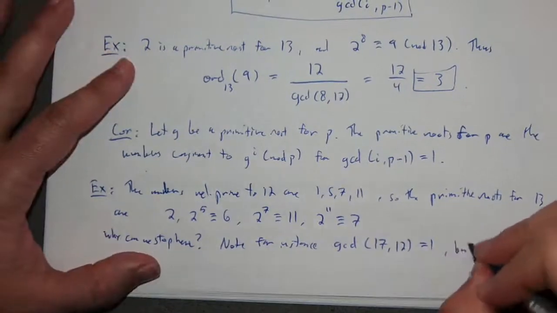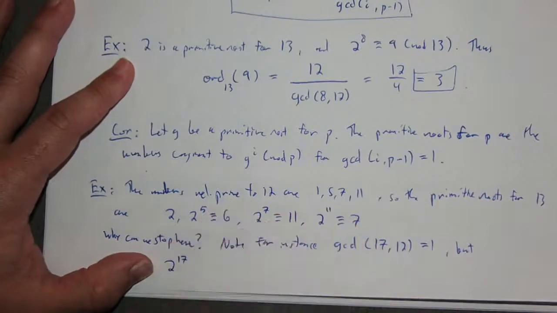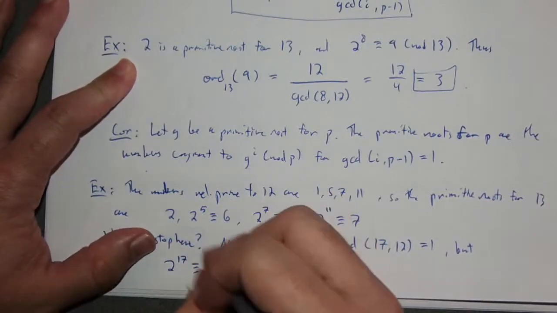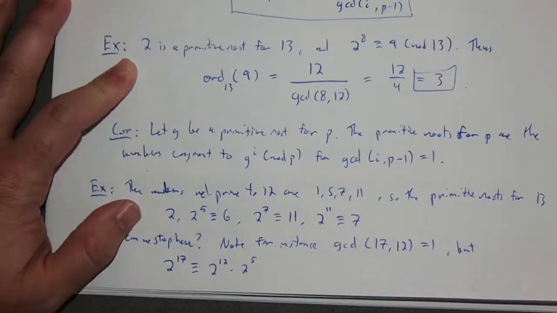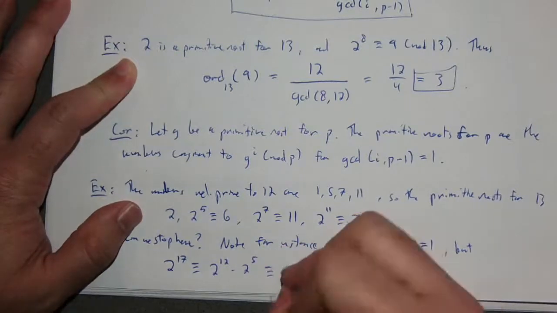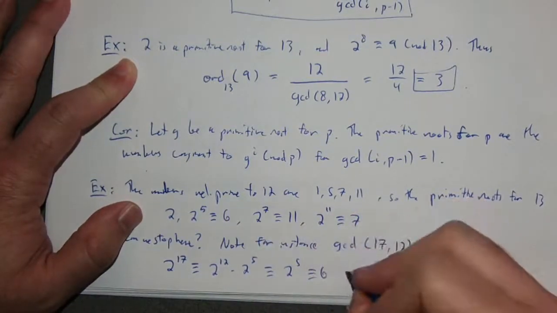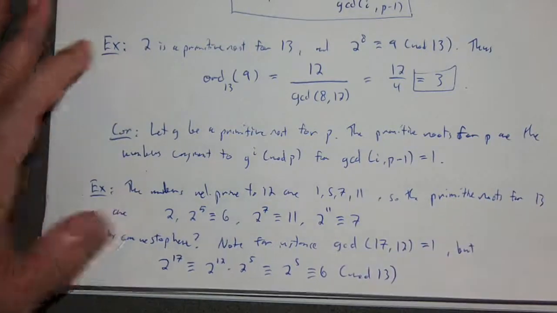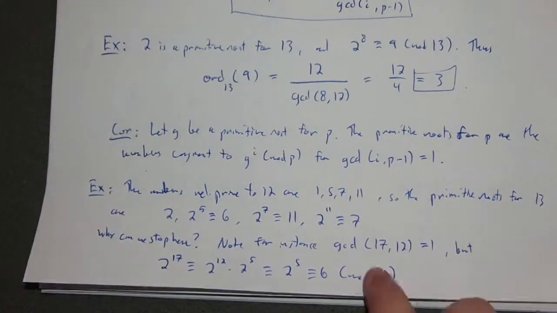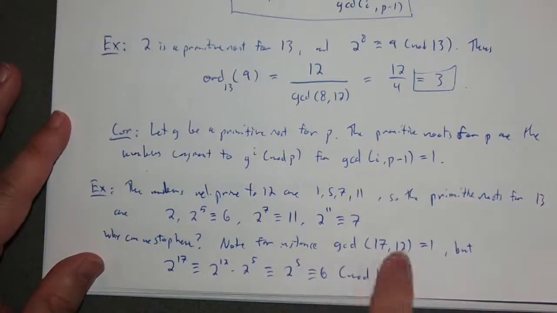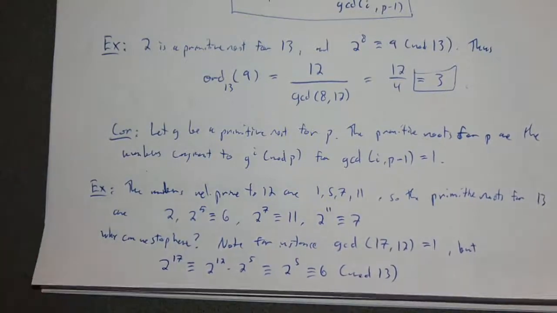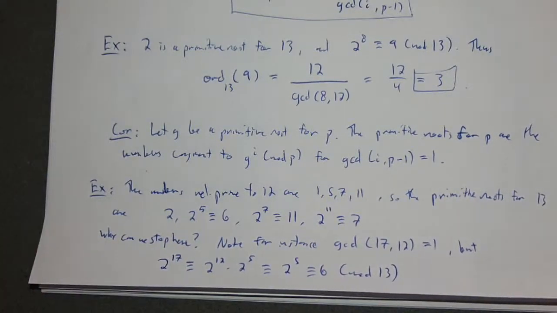But 2 to the 17th is congruent to 2 to the 12th times 2 to the 5th. But 2 to the 12th is 1, right? So this is 2 to the 5th, which is 6 mod 13. And so this starts over, okay? So even though this GCD requirement doesn't say that i has to be less than p minus 1, in practice this is exactly the sort of thing that happens. These things start rolling over, right? So exponents past p minus 1 don't contribute anything.